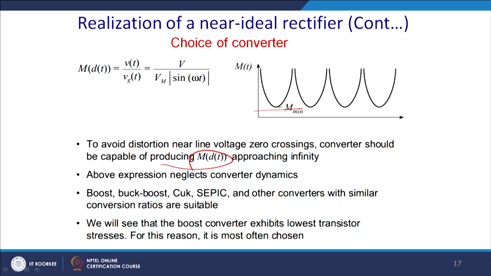Boost, buck-boost, Cuk, SEPIC and other DC to DC converters with similar conversion ratio are also suitable. These are essentially non-isolated DC to DC converters. We also have another type of DC to DC converter, we will be discussing DC to DC converters later. These are called isolated DC to DC converters that come with a high frequency transformer incorporated inside. We will see that the boost converter exhibits the lowest transition stresses on the switches, and we will discuss the reason for that also.